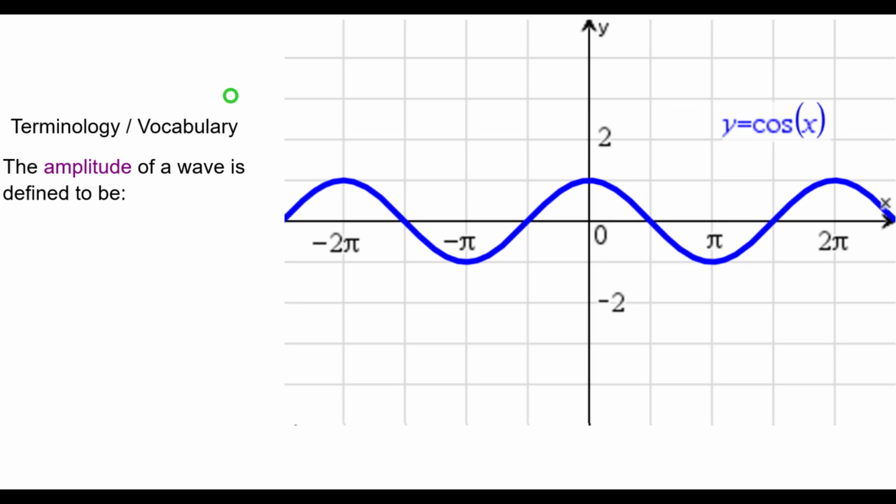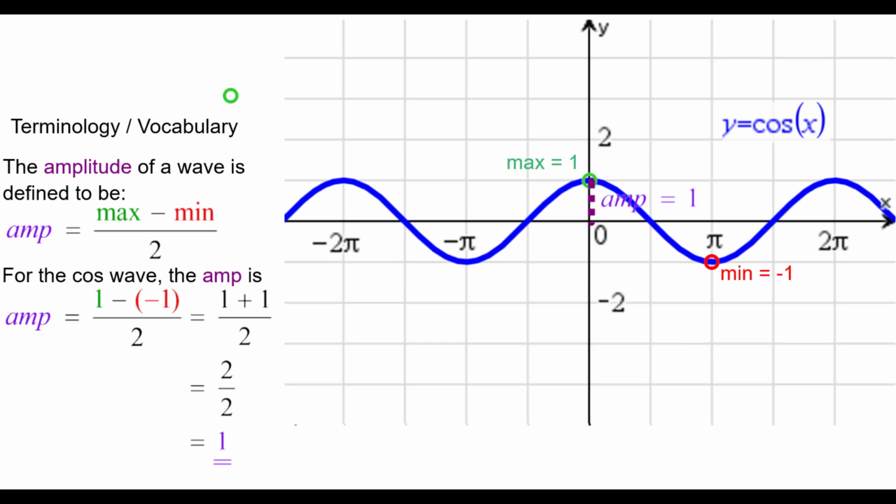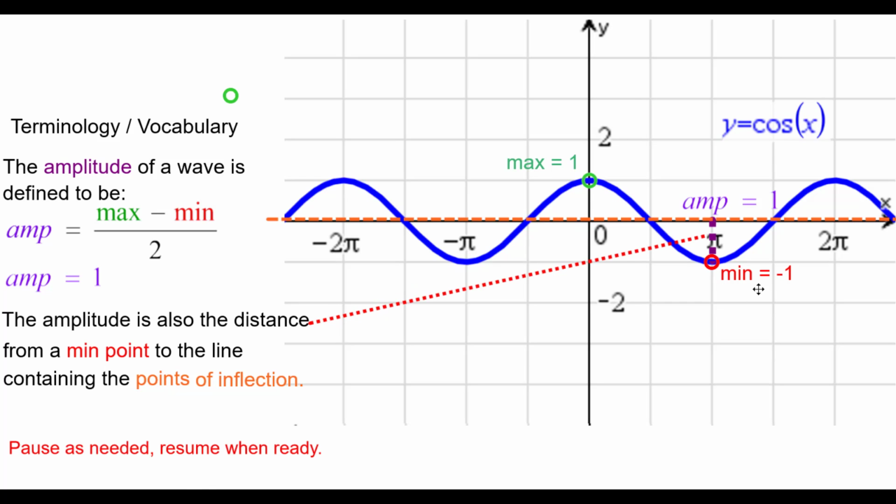Some terminology or vocabulary. The amplitude of a wave is defined to be this: the maximum minus minimum value, all divided by 2. So for the cosine wave, the amplitude is, well, the max is 1, the minimum is -1. And when we subtract those, we get 2 divided by 2, which is 1. So the amplitude of the cosine curve is 1. You'll also notice geometrically, the amplitude is the distance from the maximum point to the line containing the points of inflection, right here, or from the min point to the line containing the points of inflection.